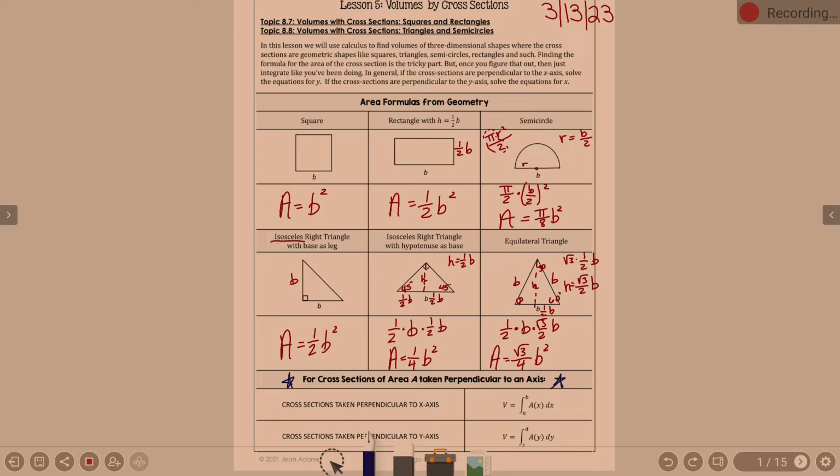then we're going to be working in terms of x. Kind of like when we did area between 2 curves. Whereas if my cross sections are perpendicular to the y-axis, so then I'm thinking horizontal cross sections, then we're going to be working in terms of y. So you'll want to keep that in mind, depending on which way your cross sections go will determine which variable we are working in terms of.